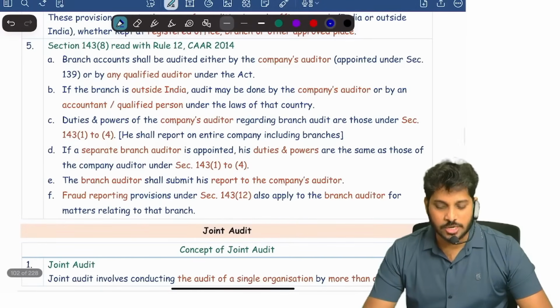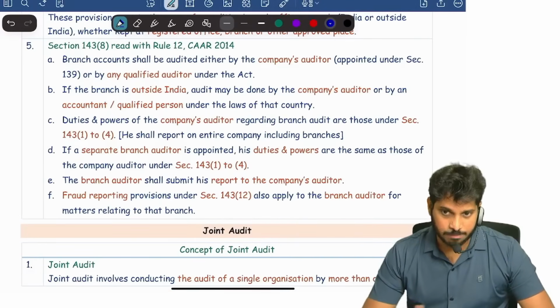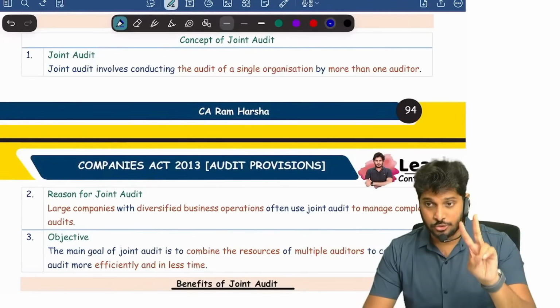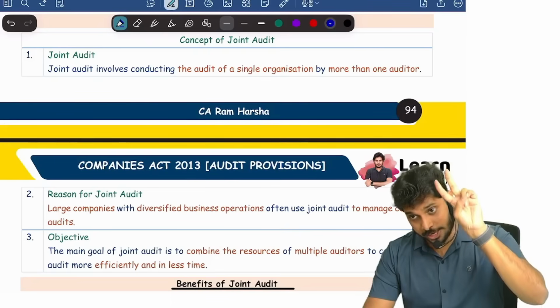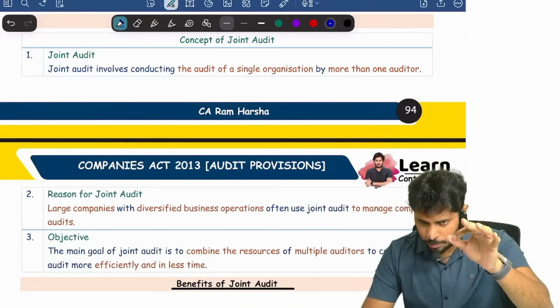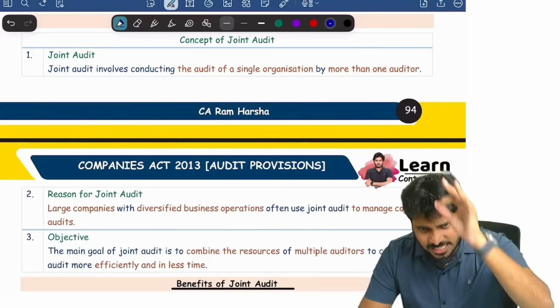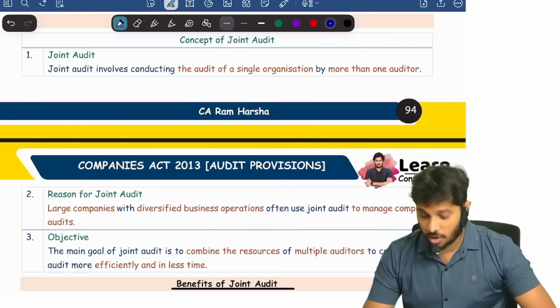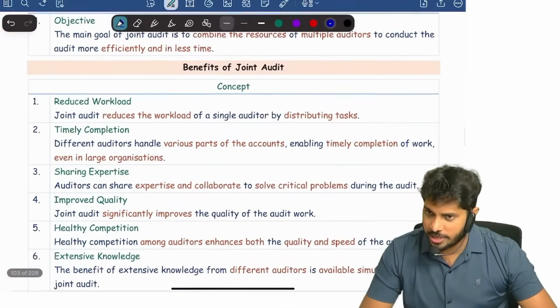So the branch auditor has the same powers just like the company auditor. That's it. Joint audit. What is joint audit? Appointing 2 or more auditors with the same scope of work, same financial year, same law, with same powers, we call it joint audit. In a recent exam also, joint audit has been asked.